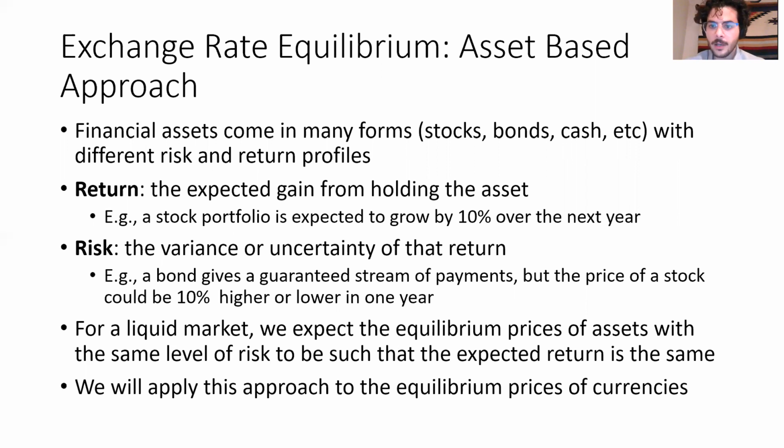A bond or a different stock or cash would have a different return profile. Risk is the variance or uncertainty of that return. For example, a bond gives you a guaranteed stream of payments. A bond is just a contract that says, I'll give you this much at this date and this much at this date, and so on and so forth. But it's guaranteed, it's fixed. The returns for a stock depend on the price of that stock whenever you sell it, and that fluctuates all the time. So one year from now, it could be 10% higher or lower. And even though you have an expected return for a stock or a portfolio of stocks, it's not guaranteed, so it's riskier than holding a bond.